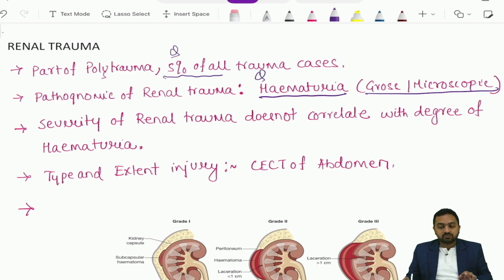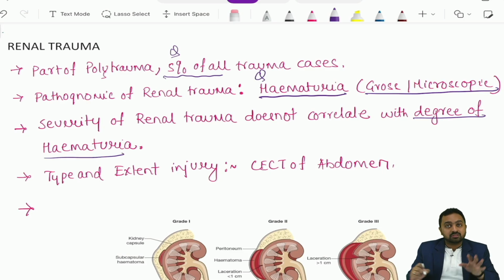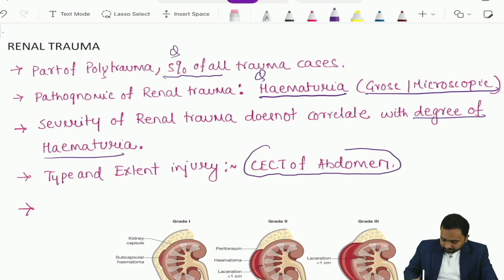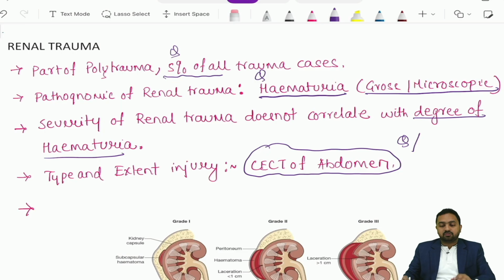Now the severity of renal trauma does not correlate with the degree of hematuria. This is a general misconception, that the more the hematuria, the more severe the renal trauma. So no, it does not. It does not have any correlation with hematuria. The type and extent of injury is determined by CECT scan of the abdomen.